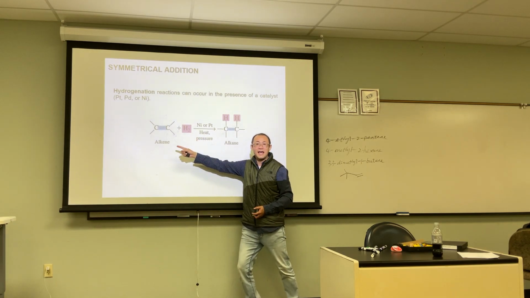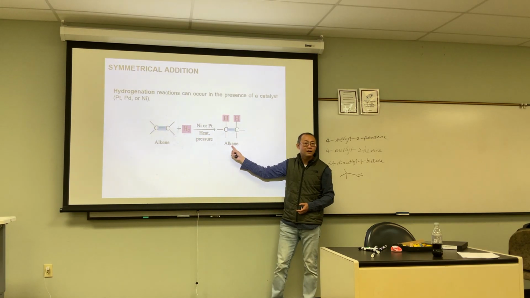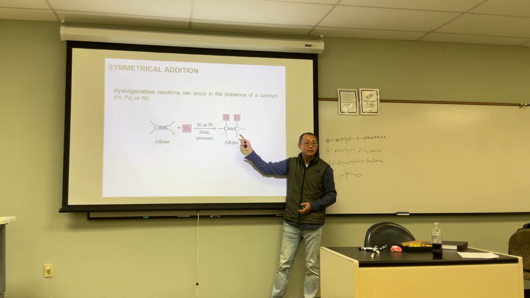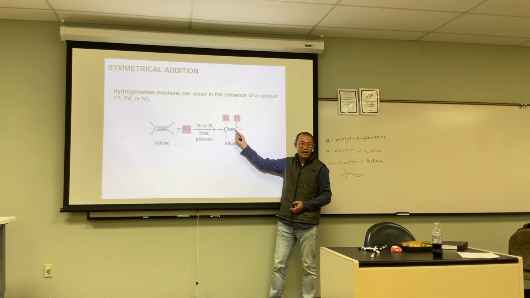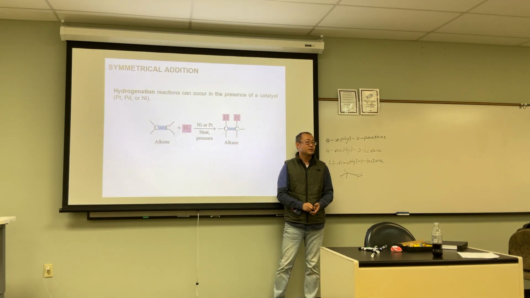Now take a look. After this, an alkene becomes what? An alkane. Is that right? Why? Because the double bond becomes a single bond. You're adding hydrogen. Now it's a C-C single bond, so you're getting an alkane.